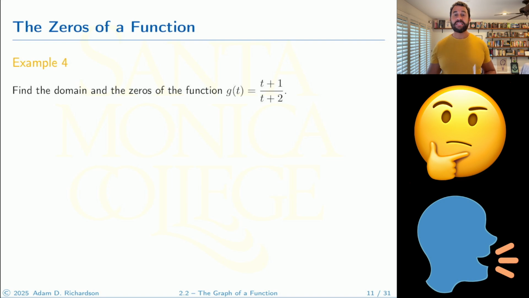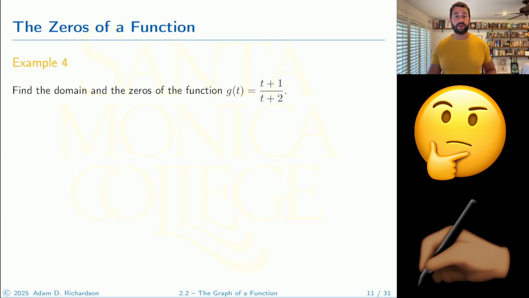All right, now say something about what you would do first. Maybe tell yourself how you'll find the domain, right? And now try to work it out on your own, and we'll do it together. Find the domain and the zeros.